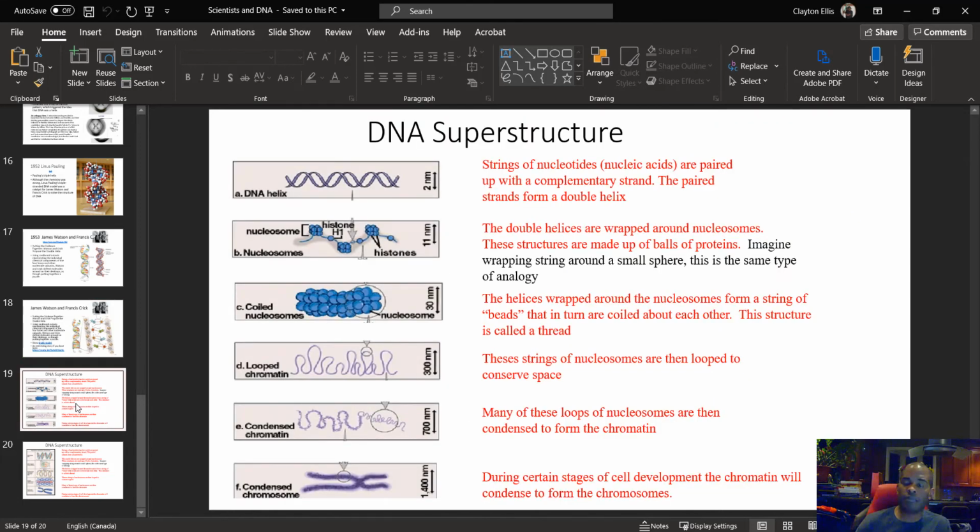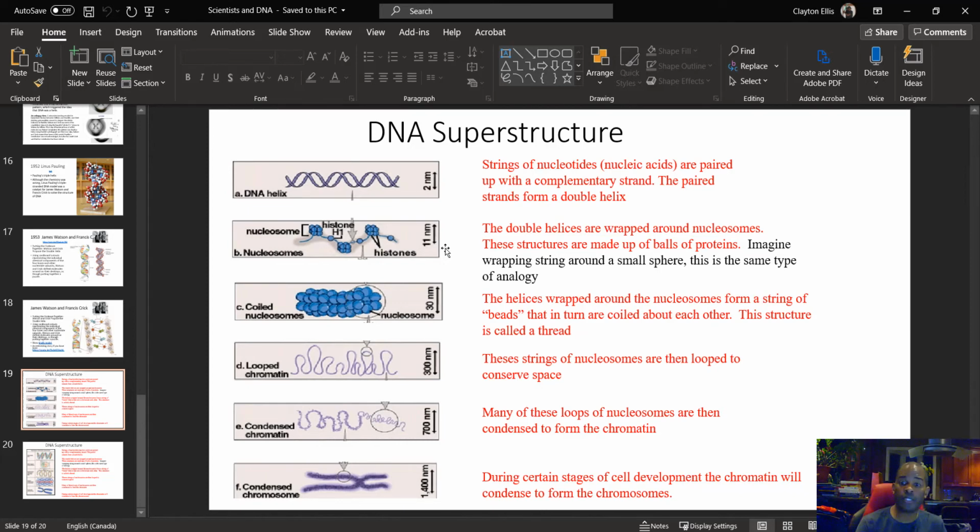The next concept is the DNA superstructure. DNA, evidently, you can stretch it to the Earth and the Moon like 6 times, or go around the planet like 25 times, or something silly like that. There's a lot of DNA inside your body. How is it possible to get that much DNA inside your body?